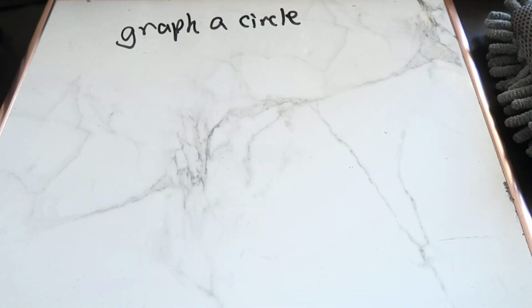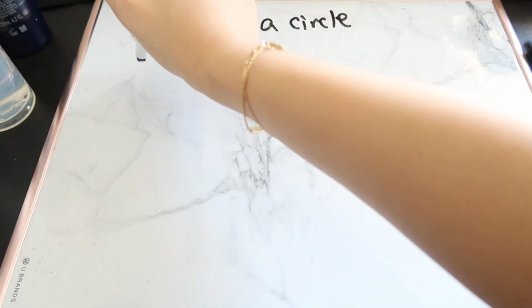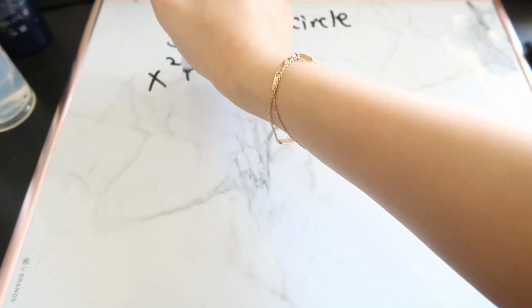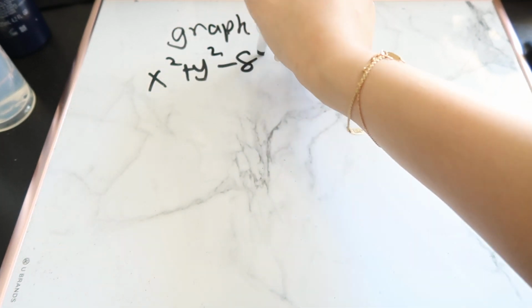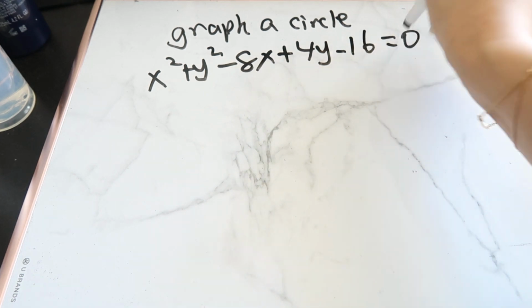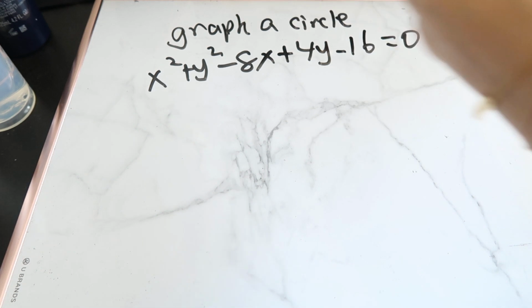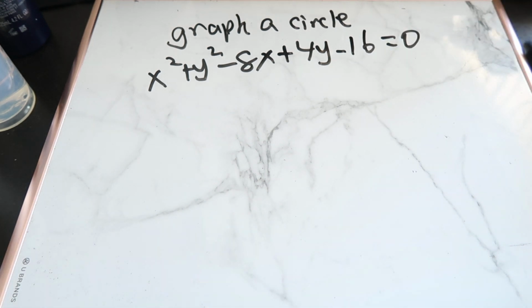So here goes the problem. It tells you an equation for you to graph. And here the equation is x squared plus y squared minus 8x plus 4y minus 16 equal to 0. So how do we change this kind of ridiculous equation to the standard equation? We need to figure that out so we can know how to graph it.